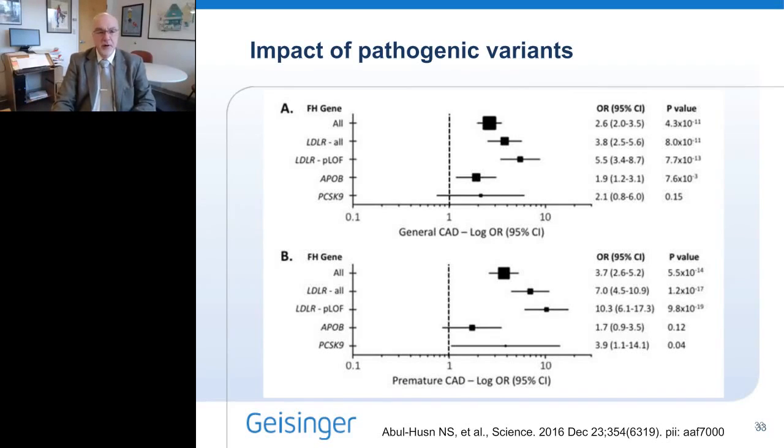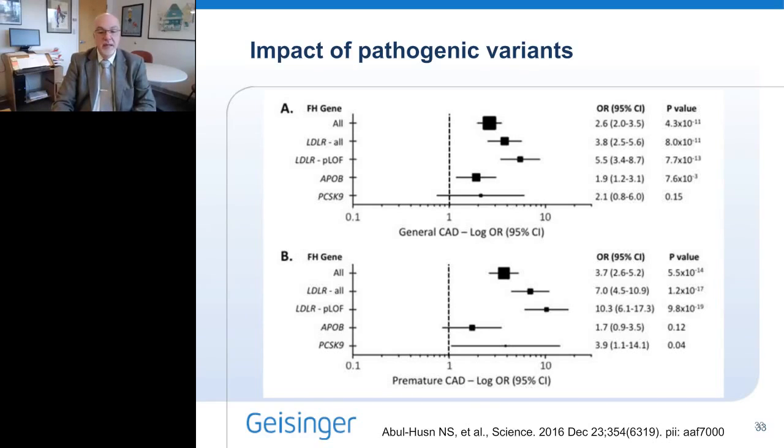And what you can see from our criteria when we mine our EHR data looking for cardiovascular events, specifically coronary artery disease, is that if you look at individuals with an FH variant compared to individuals without a variant, there is a very large signal with an odds ratio of 2.6, with an extraordinarily high p-value. And if we focus on the most pathogenic variants, which are the loss of function LDLR variants, you can see here that the odds ratio is 5.5.